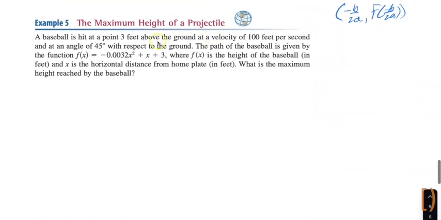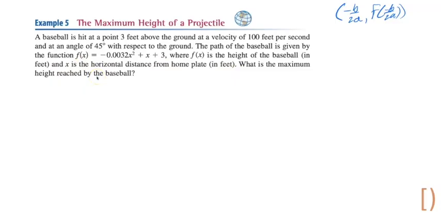So let's do a real life problem. This will be our last thing. A baseball is hit at a point 3 feet above the ground at a velocity of 100 feet per second at an angle of 45 degrees with respect to the ground. The path of the baseball is given by the function f of x equals all this, where f of x is the height of the baseball in feet, and x is the horizontal distance from the plate. What is the maximum height reached by the ball?